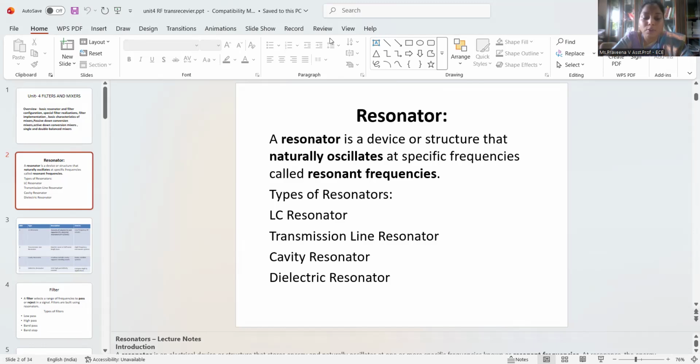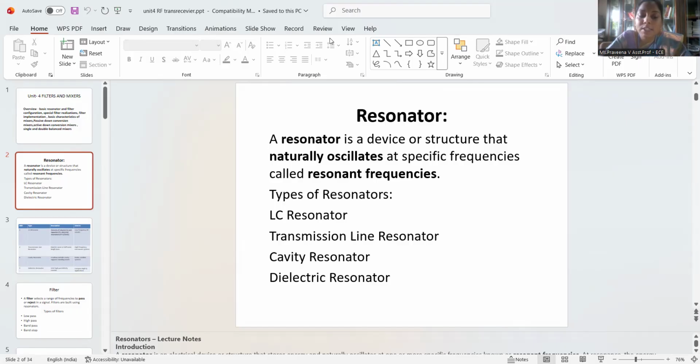There will be different types of resonators. That is the LC resonator. An LC resonator is nothing but it consists of an inductor and capacitor connected together. That is an LC resonator. And second is the transmission line resonator. A transmission line resonator uses a section of transmission line whose length is related to the signal wavelength. That is a transmission line resonator.